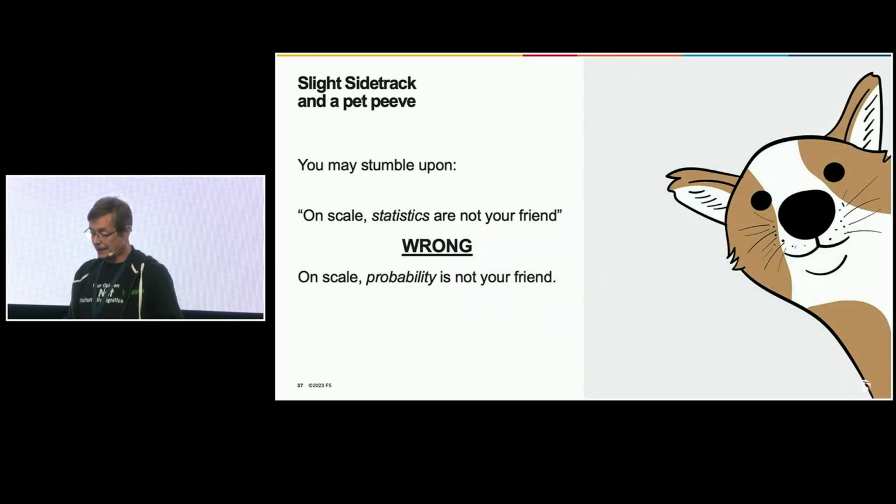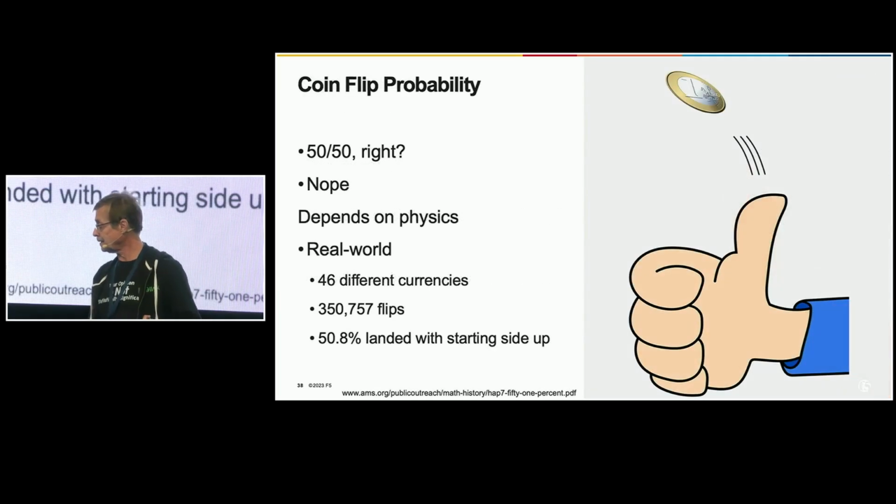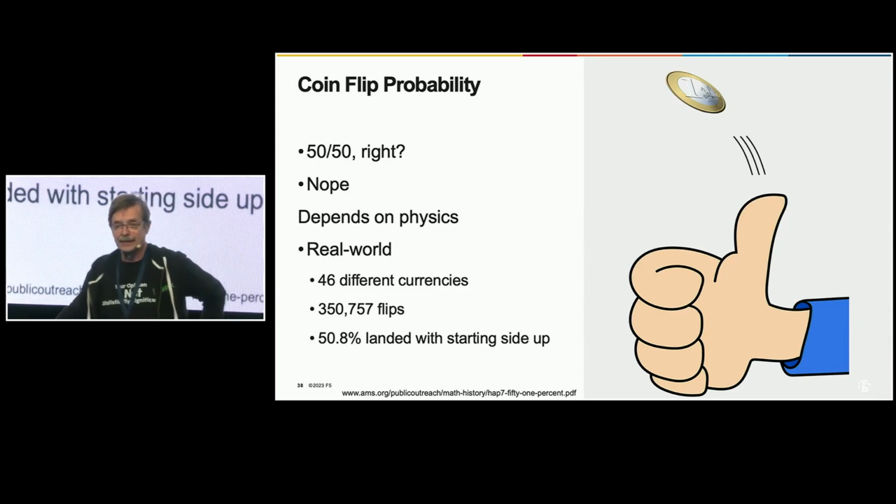You may stumble upon this on scale. "Statistics are not your friend." Wrong. On scale, probability is not your friend. Statistics are history. Probability is trying to predict the future. So if the odds come out and say 1 out of 10,000, that's a probability structure. And by the way, probability can also be wrong.